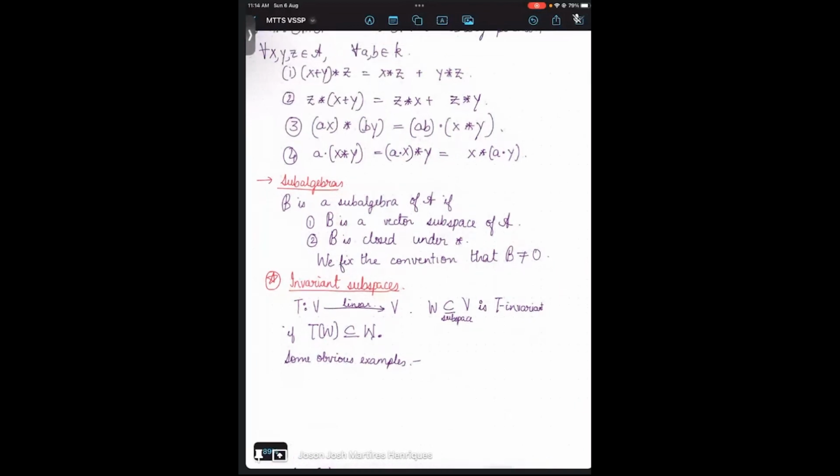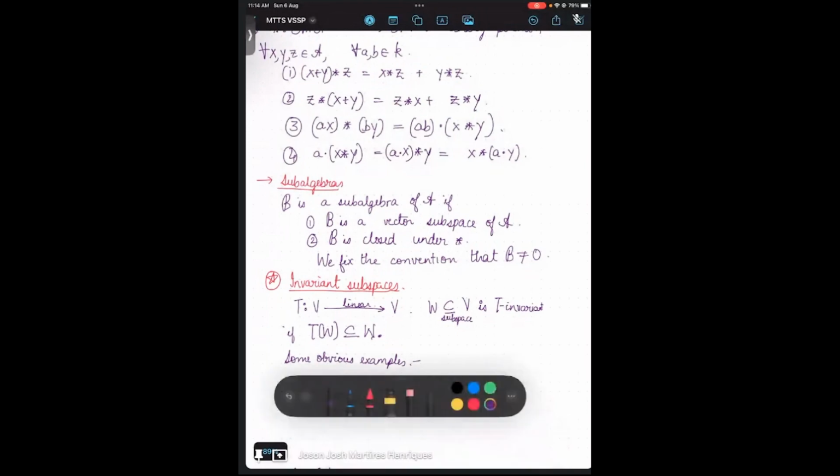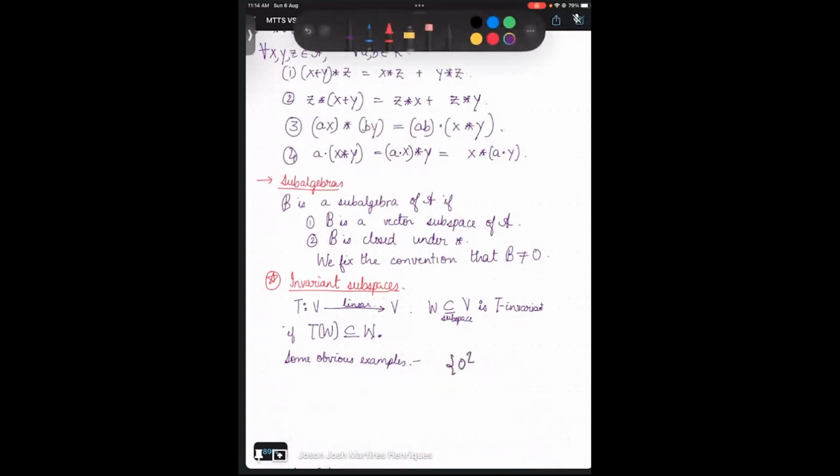So some of the obvious examples which first come to mind are, for any linear operator, these trivial invariant subspaces. That is the zero subspace. We know that any linear map carries the zero element to itself. So in particular, it's carrying the zero subspace inside the zero subspace. So the zero subspace is T invariant.